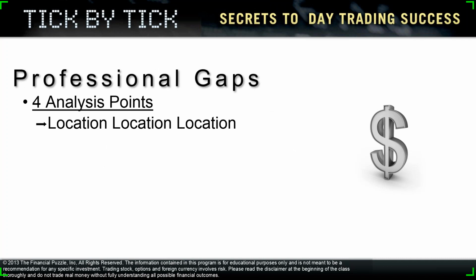Listen, trading for the most part, not 100%, but for the most part, is that we want to take trades at really great locations. We want to be shorting stocks at areas of resistance, and we want to be buying stocks at areas of support. The closer that we can buy to support and the closer that we can short to resistance, the better risk-to-reward ratios, the better likelihood that the trade is going to go in our direction quickly after we enter the trade. And so location is a very key point for gap analysis.